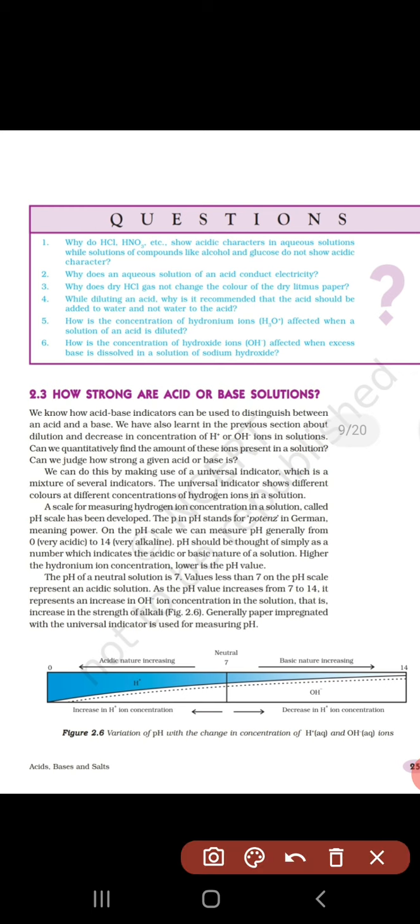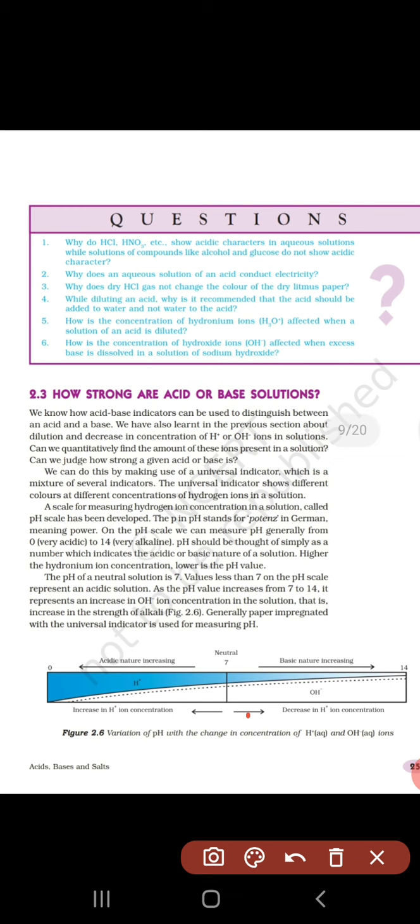Now here we can do this by making use of the universal indicator. Now we have to just read it out. We know how acid and base indicators can be used to distinguish acids and bases. We already learned about this.